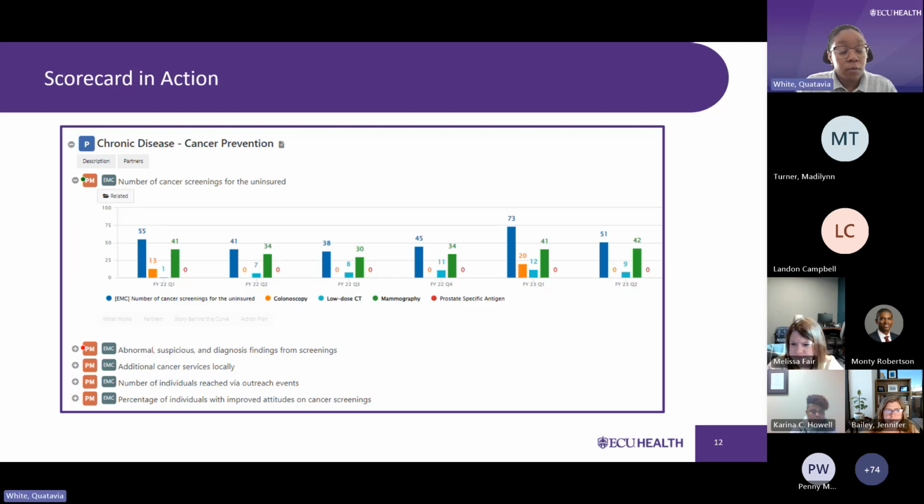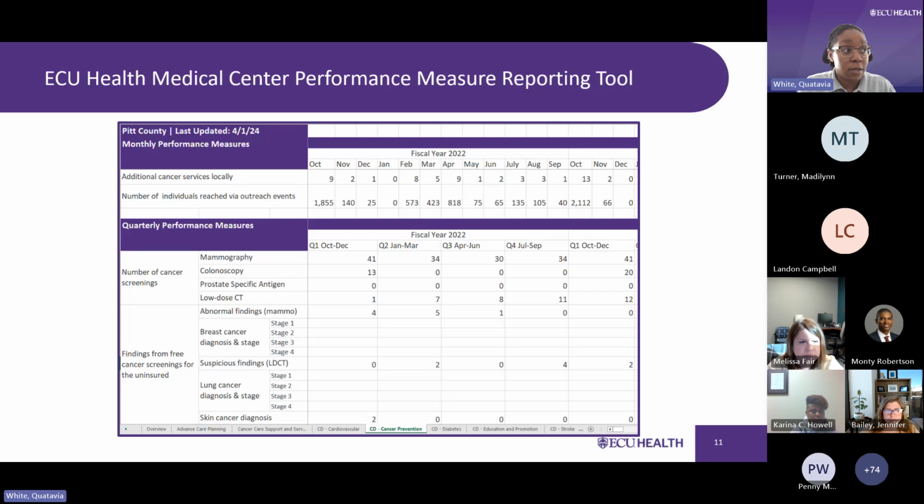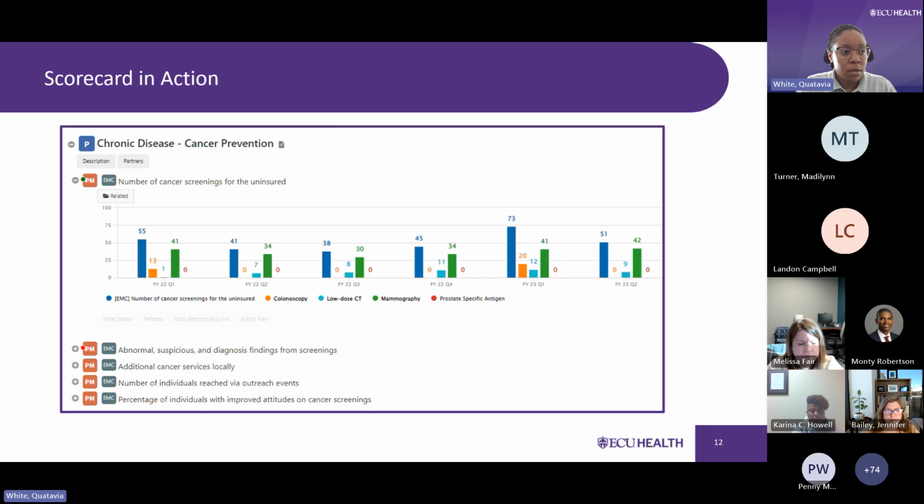So, going from the Excel document to scorecard, this is how, in this example, our cancer prevention team's work looks in scorecard. Again, you can divide the various screenings, or whatever the specific measures you are using, into subcategories, and display your work there.